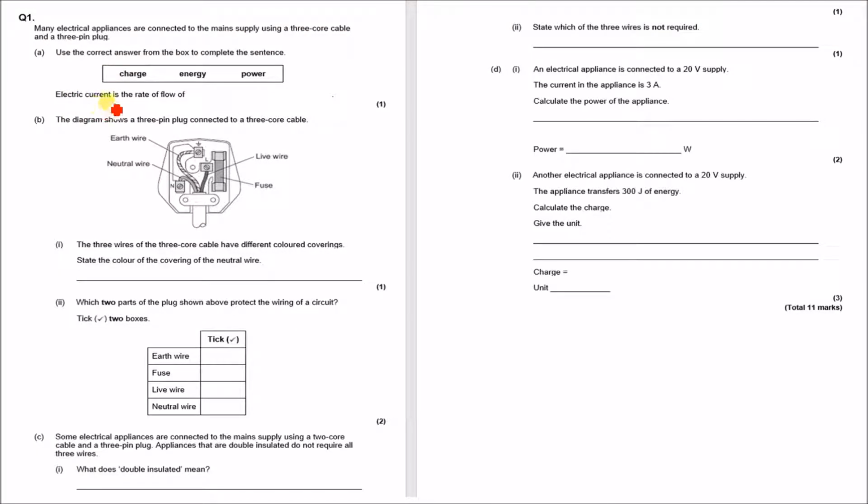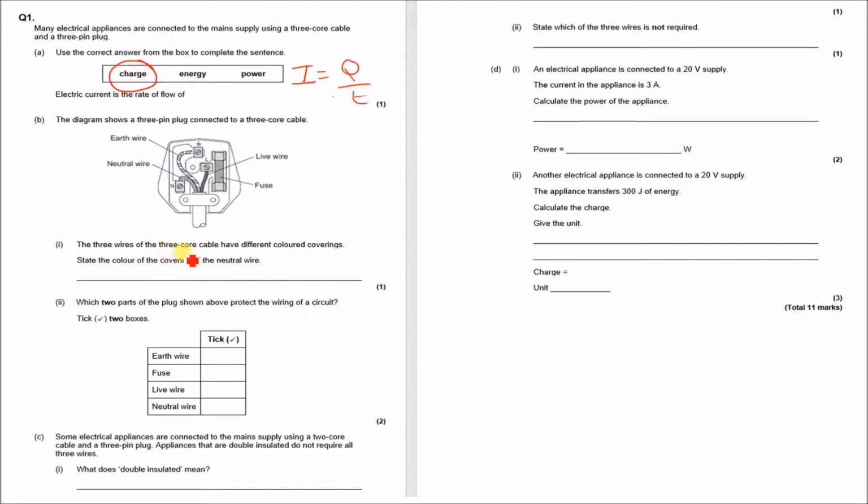Okay, so the first question is about what is meant by the term current, and current is the flow of charge. So remember that current, which is I, is equal to charge divided by time. So it's the amount of charge that flows in a given time.